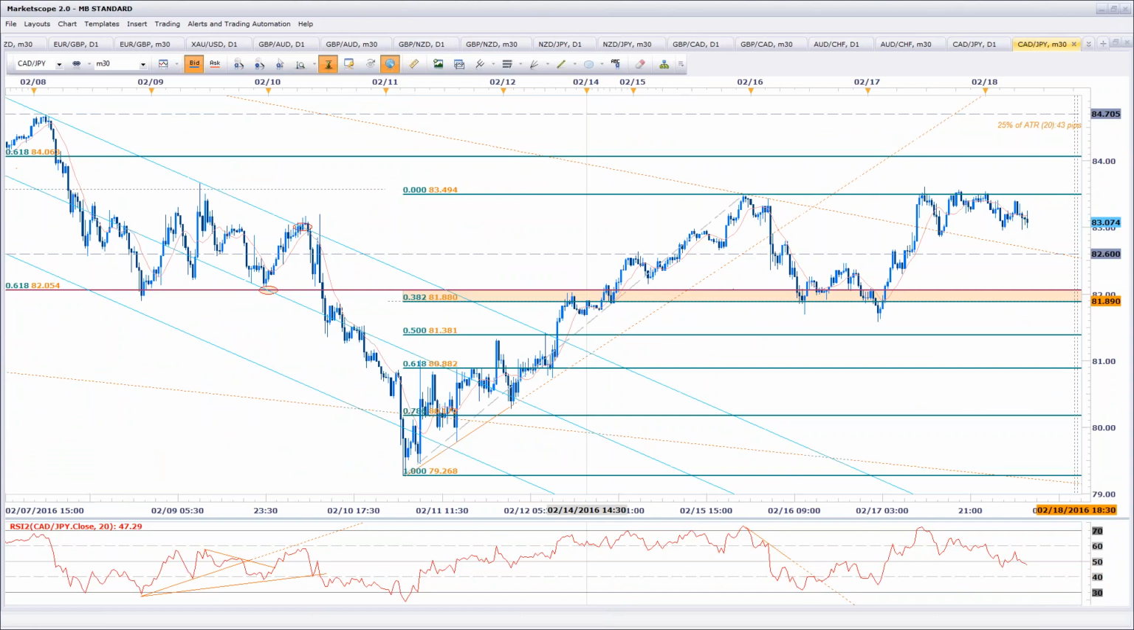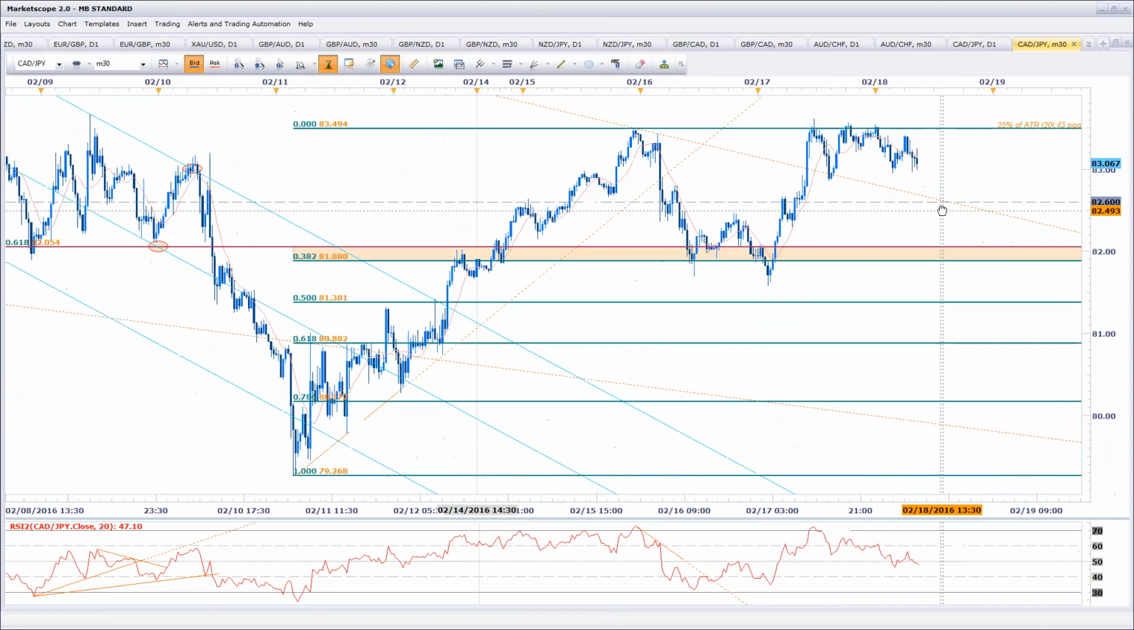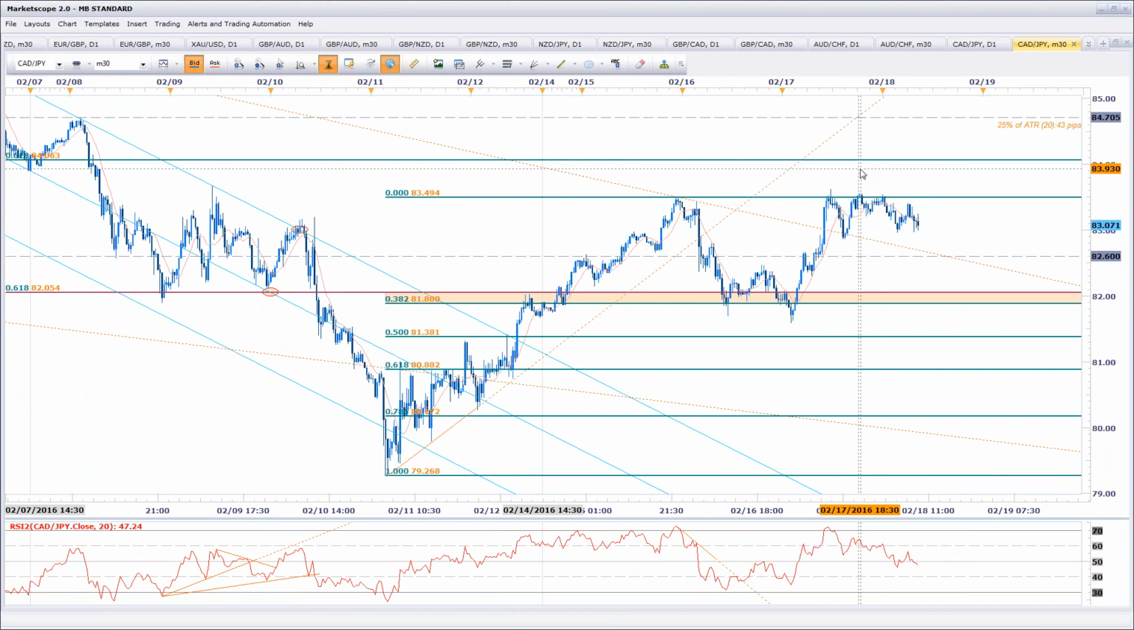Here's what the 30-minute looks like. It's literally just ping pong, guys. 83.50, and we'll call this 81.90 as support. We'll look for a break of that range. Now, inevitably, we would be looking for this break to be lower, is what the preferred trade on this one would be.